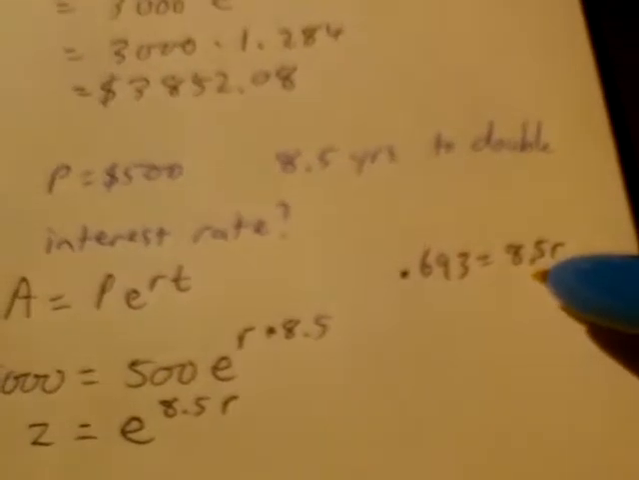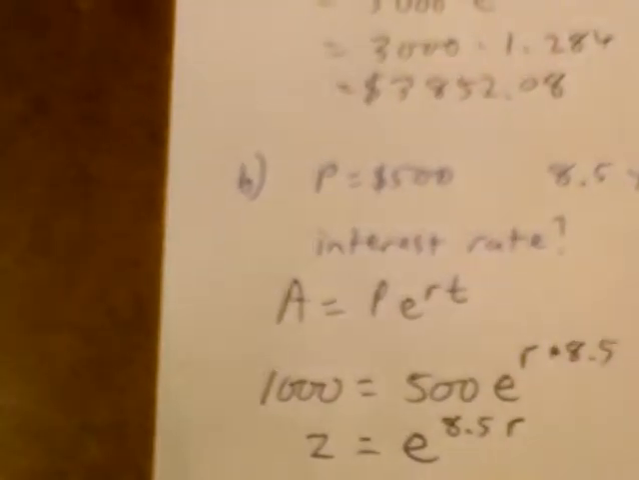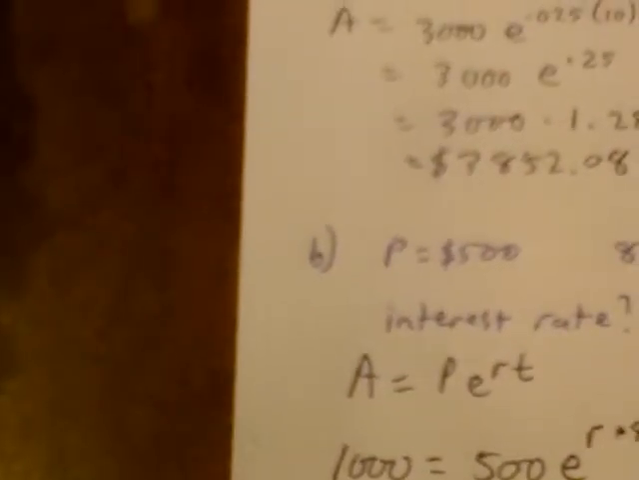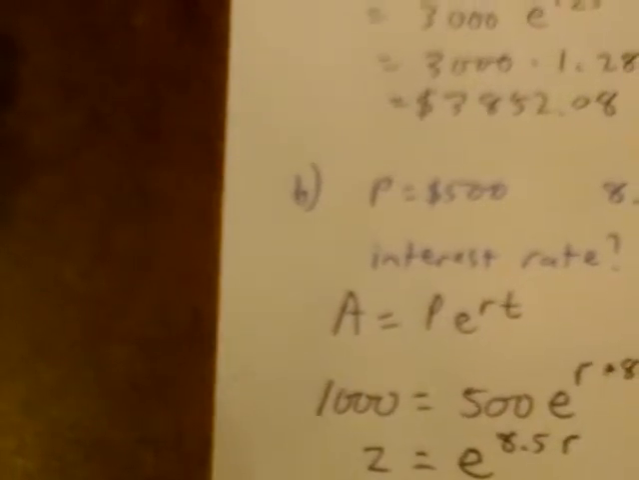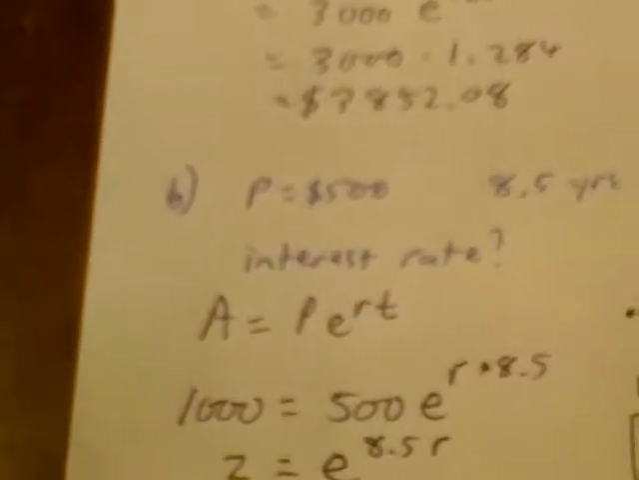And then we divide both sides by 8.5. So 0.693 divided by 8.5 equals 0.082. So r equals 0.082, or 8.2%.